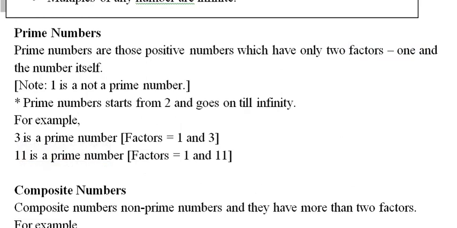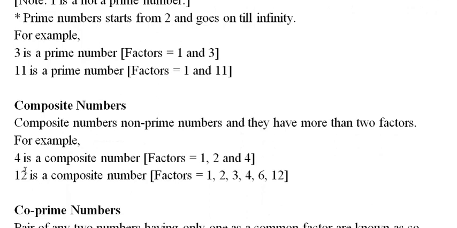Now composite numbers. Composite numbers are the non-prime numbers, which have more than two factors. Just now I gave you the example of 6. You can see out here 6. So 6 is a composite number. Now 4 is a composite number. 10, 12, 14, 15, 16, 18, 20. Any numbers which have more than two factors are known as composite numbers. You can also say that composite numbers are just the opposite of prime numbers.